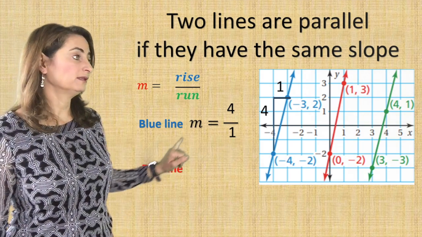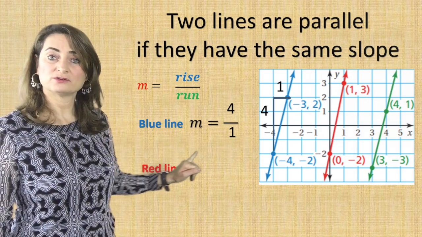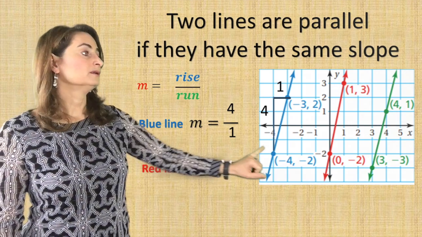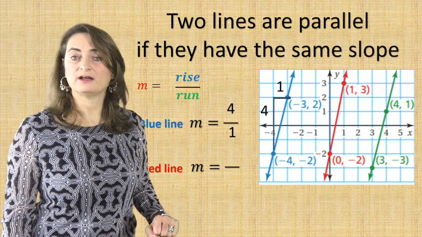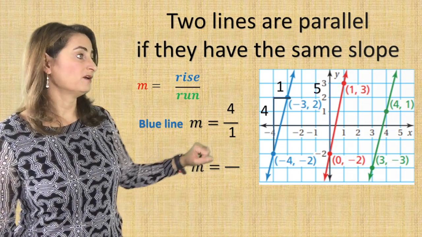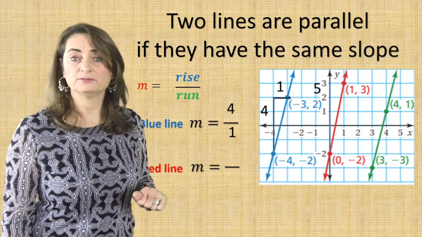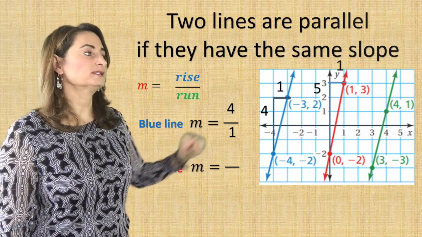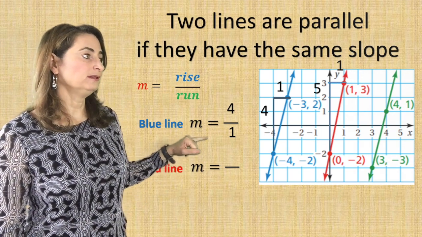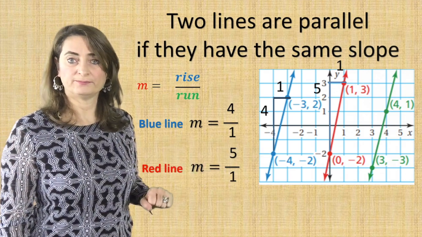Now let's use the red line. Same thing, use the rise over run to find the slope. Start from the bottom dot and go up. That's an increase of 5 for the y. So the rise is 5. Then run to get to the second point. That is 1 unit, so the x increases by 1. So the red line has a slope of 5 over 1.